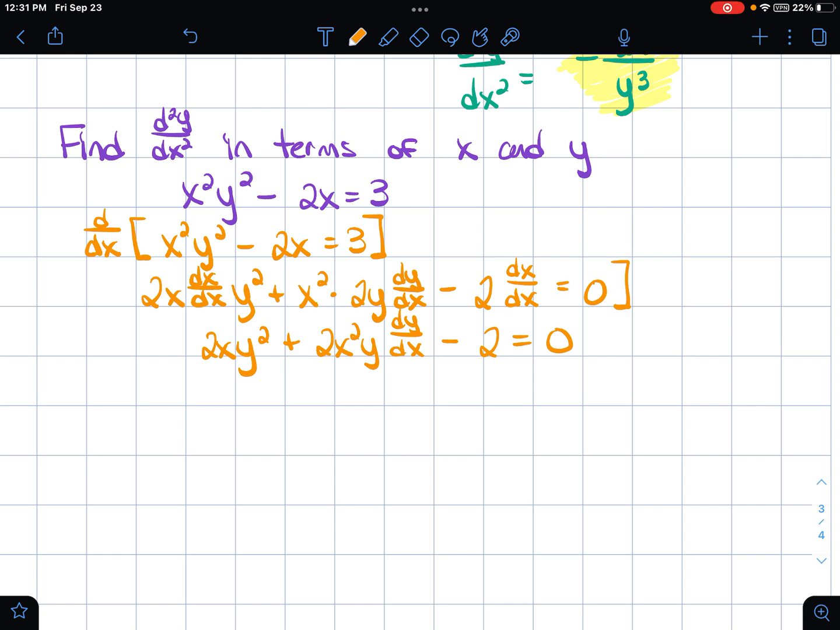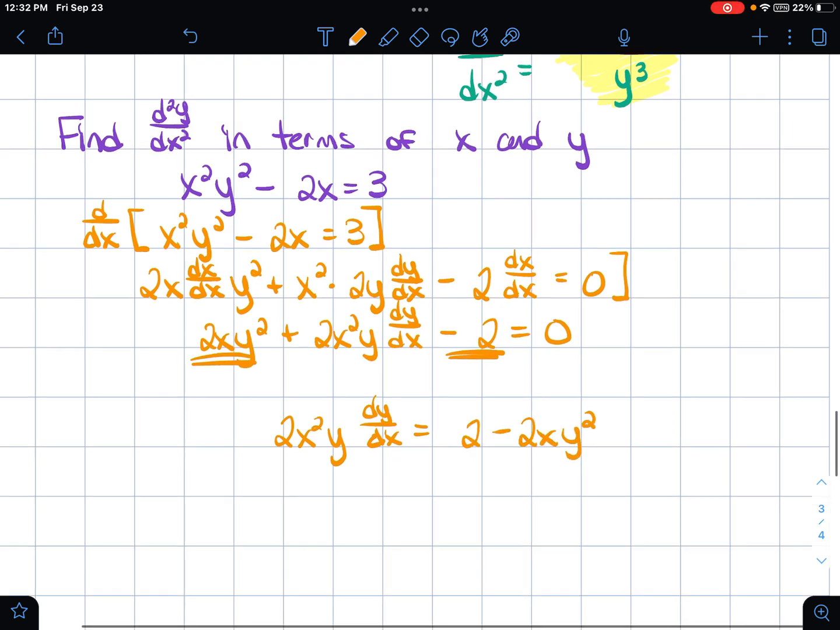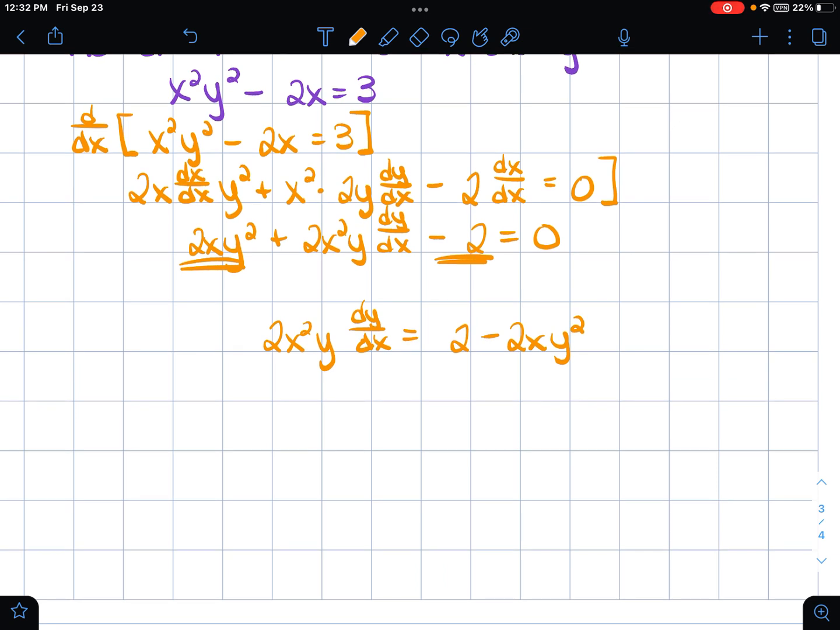Our goal is to isolate the dy/dx. We need to get the first derivative before we can find the second derivative. So I'm going to move this one and this one over to the other side to start isolating my dy/dx. So we've got 2x squared y dy/dx equals 2 minus 2xy squared. Okay, last but not least, I'm going to divide out the 2x squared y to the other side. So we have dy/dx equals 2 minus 2xy squared over 2x squared y.